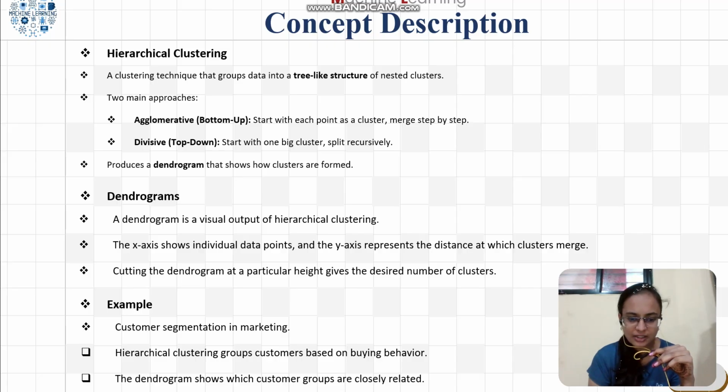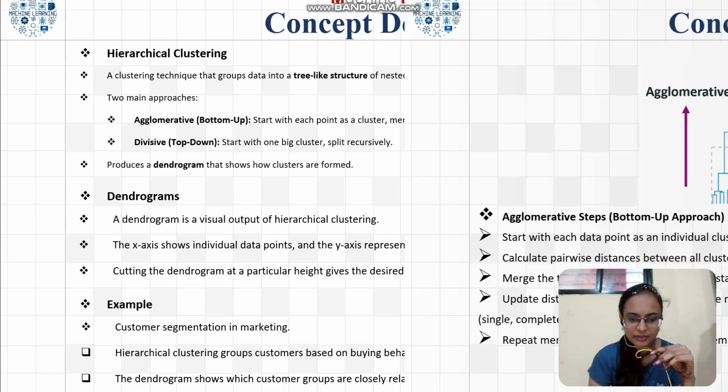The dendrogram has two axes. The x-axis shows the individual data points, whereas the y-axis shows the distance or dissimilarity at which clusters merge. For example, in marketing, hierarchical clustering can group customers by buying behavior. The dendrogram shows which customer groups are most closely related.